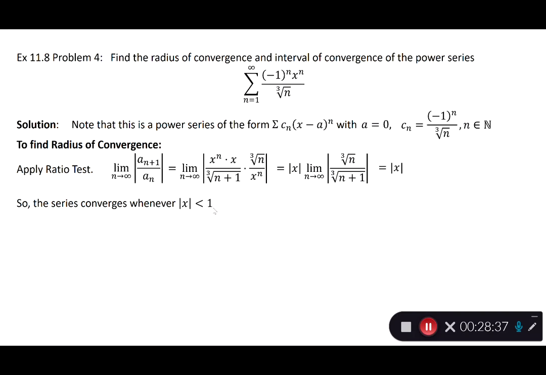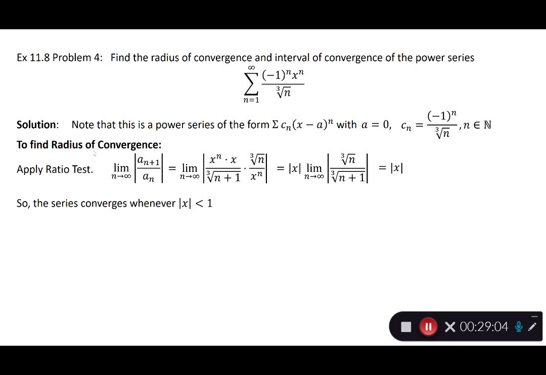You see how clever that is? Applying the ratio test, even though we have variables, works exactly like how it did for the constants. So the series converges whenever the absolute value of x is less than 1. But we wanted to know what the radius of convergence is.